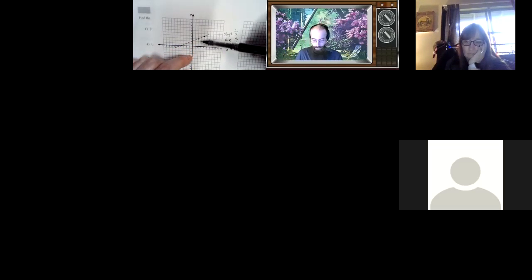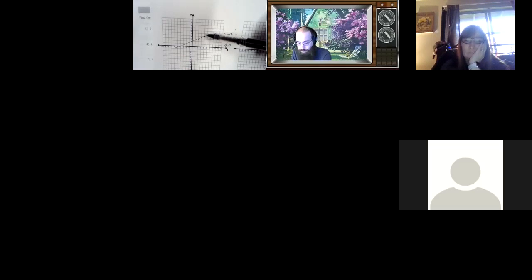Then you're going to measure the number of boxes or spaces this way. Did I do this wrong? Because that's 2, not 3.